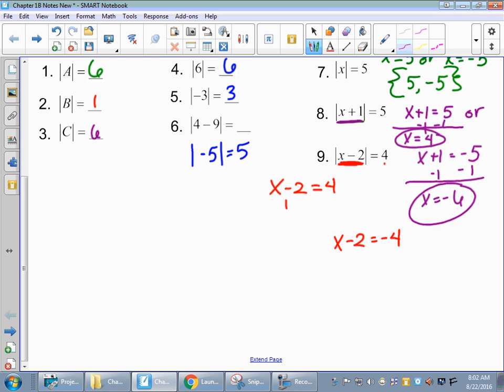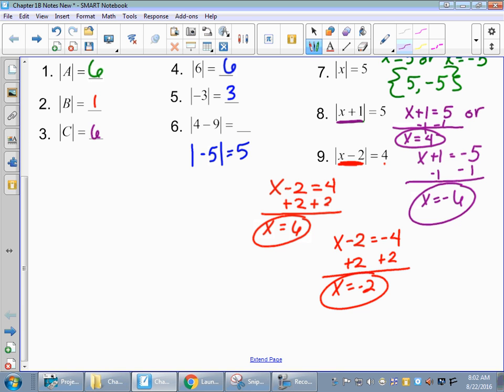And when you do that, you solve the simple equation that's formed: x equals 6, or when you add 2 to negative 4, x equals negative 2. So you have two solutions. We put them in set notation.